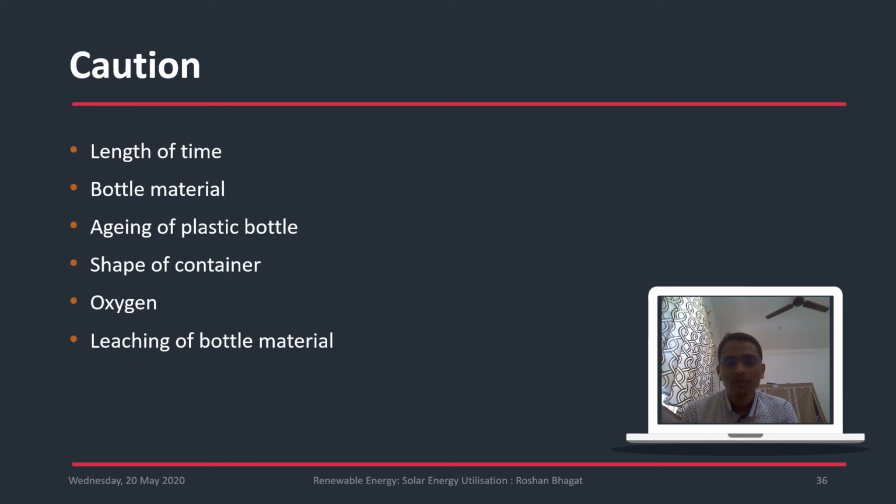Bottle material: whatever bottle is to be used should be polyethylene terephthalate only. If you are using other types, they are not suitable. Aging of the plastic bottle will take place if you are using normal bottles. Shape of the container is also responsible; it should be exposed to sunlight, so the shape should be somewhat circular. Next, the water used should have more oxygen present in it. Leaching of bottle material can also happen.